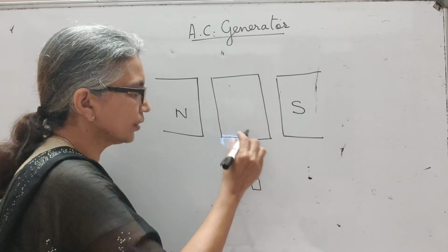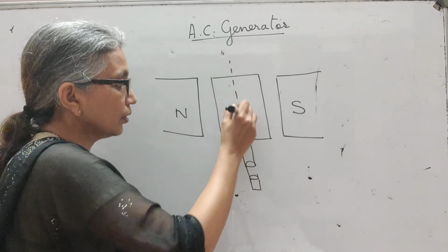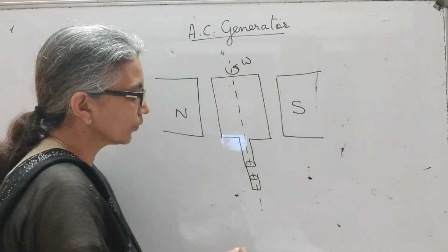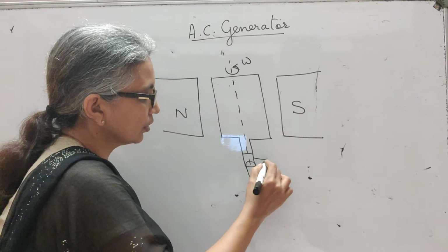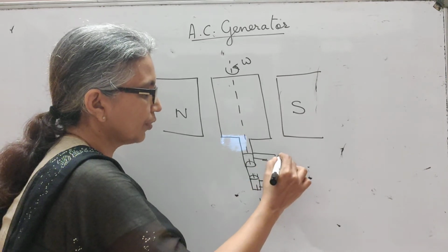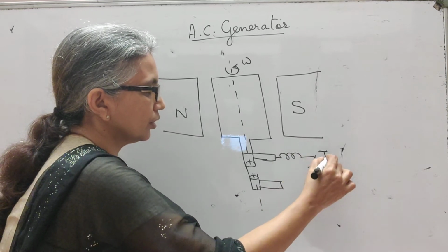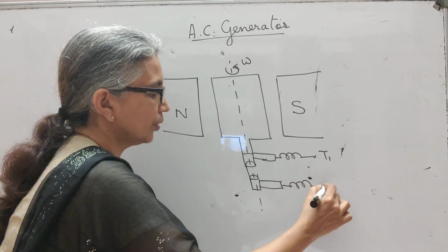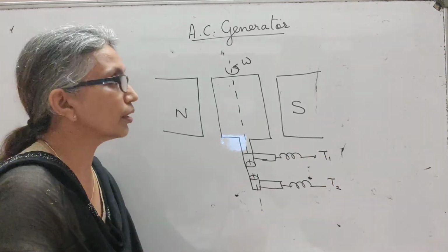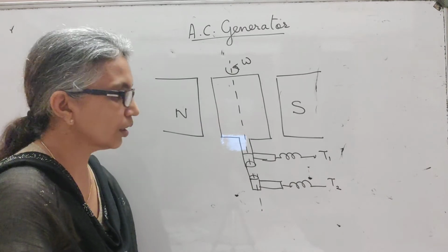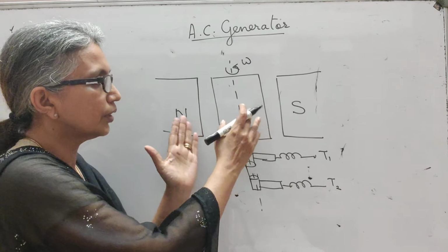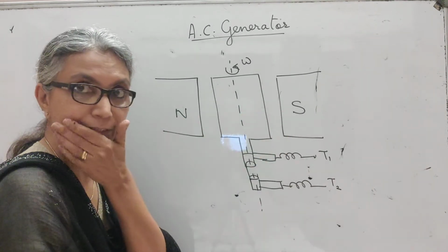These are called the slip rings. This is the axis through which it will rotate the coil, and these are connected to carbon brushes, and from the carbon brushes we have terminal T1 and terminal T2, across which we can take the AC current produced by the generator. So what happens here is, we have a coil like this that is kept in a magnetic field.